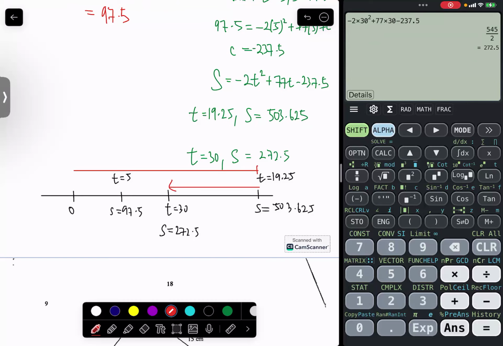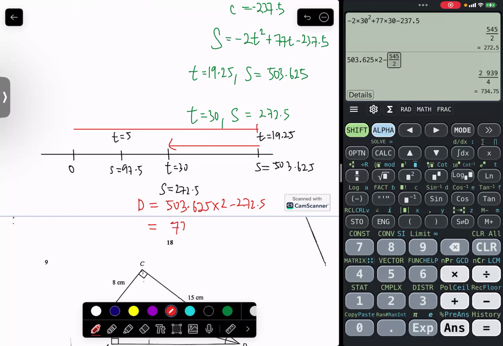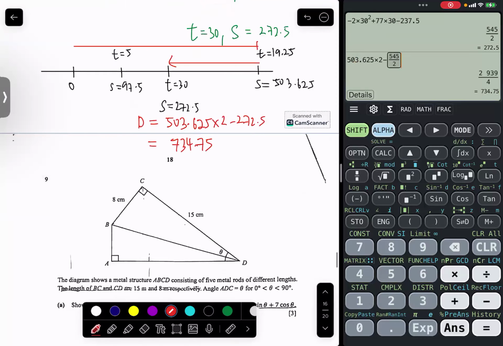So that means distance equals 503.625 times 2 minus 272.5, which is 734.75. This unit is in meters.